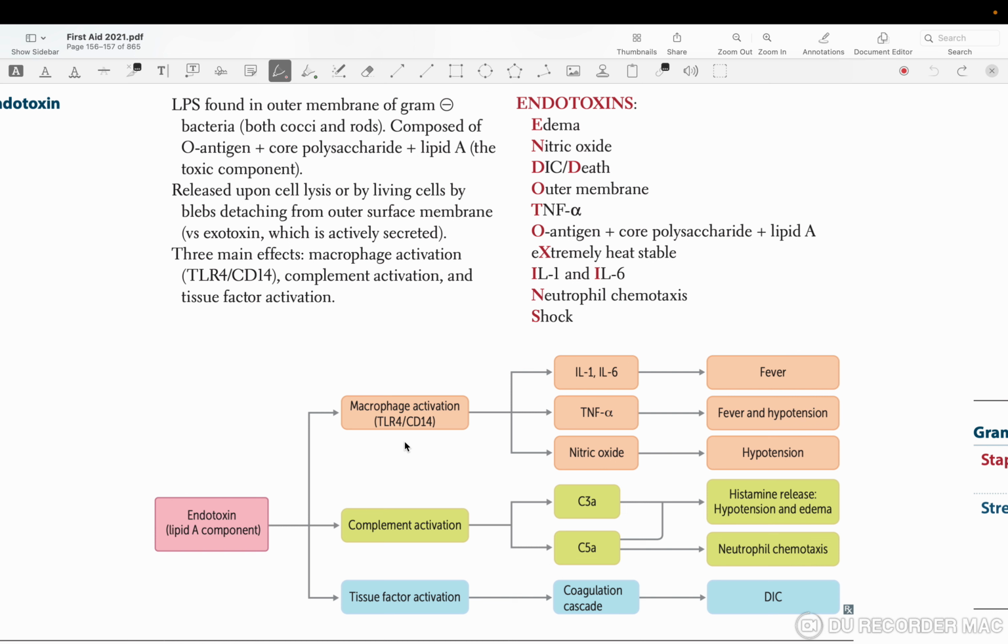Macrophage activation, toll-like receptor, it activates this, which is basically the CD14. It can lead to interleukin 1 and interleukin 6 activation, which can lead to fever. Also, the macrophage can release after its activation TNF-alpha, which can also lead to fever and hypotension. Nitric oxide also can be released, which can lead also to hypotension. Okay? Can somebody tell me how nitric oxide leads to hypotension? Vasodilatation, that is correct. By activation of which secondary messenger? Was it cyclic AMP or cyclic GMP?